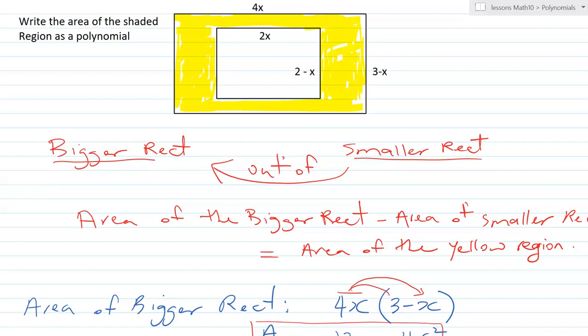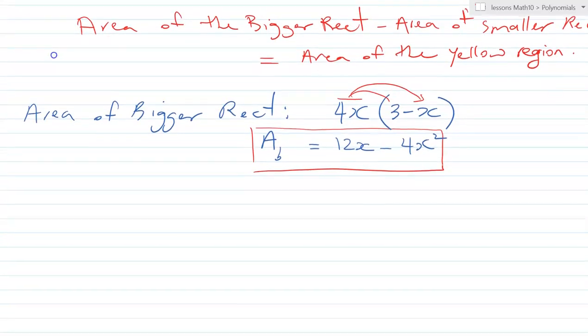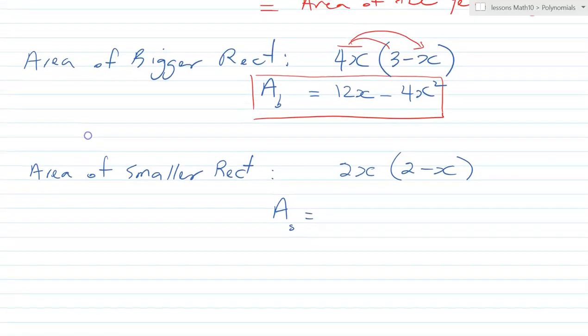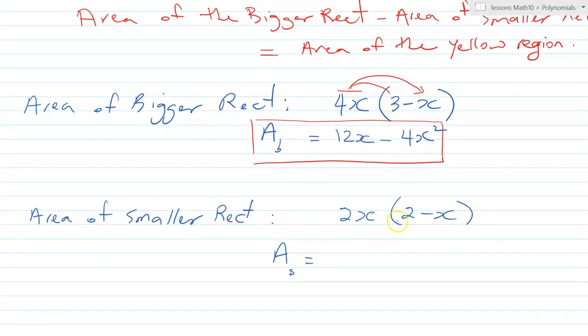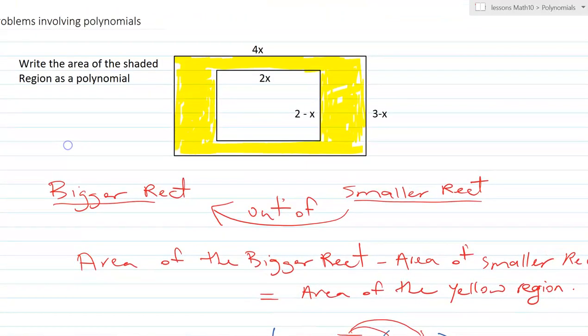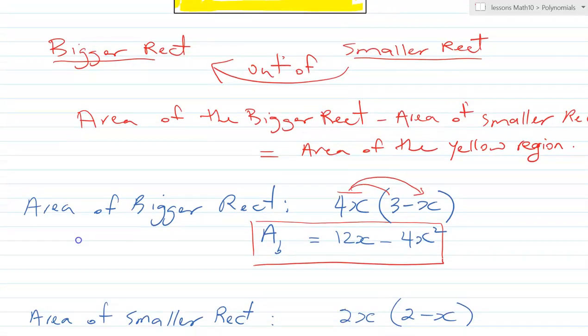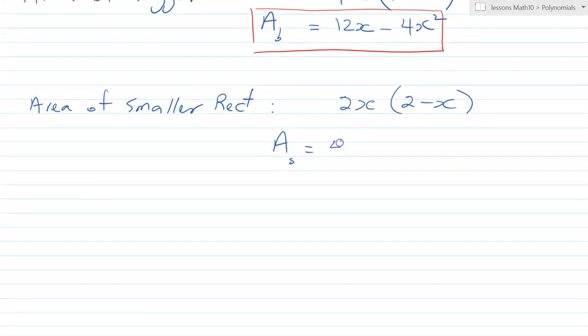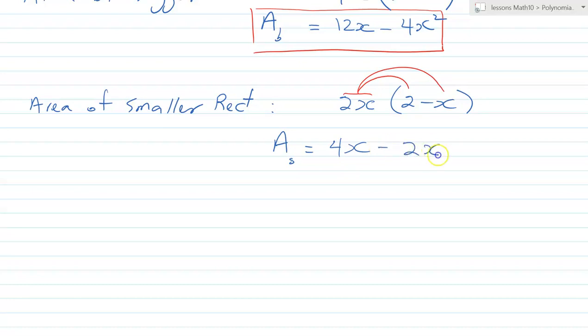Great. Now we're going to do the same thing and calculate the area of the smaller rectangle. Its width is 2x, length is 2 minus x, or vice versa. So we have 2x times 2 minus x. Remember, 2x is right here and 2 minus x is right there. Length times width, we just multiply that. Again, we are multiplying both of these inside the bracket one term at a time: 4x, and we get minus 2x squared.